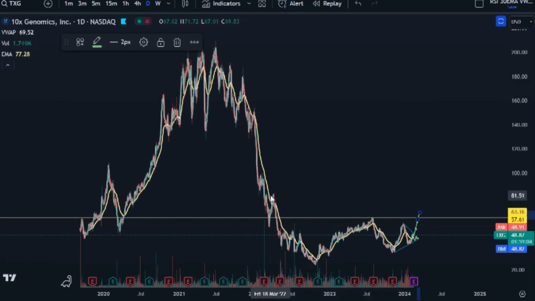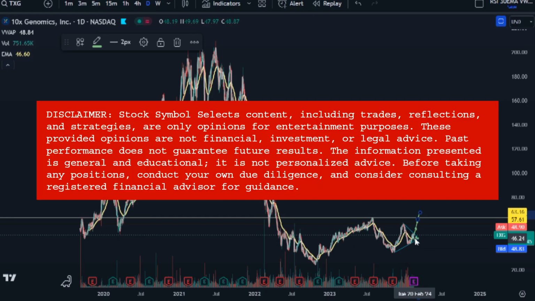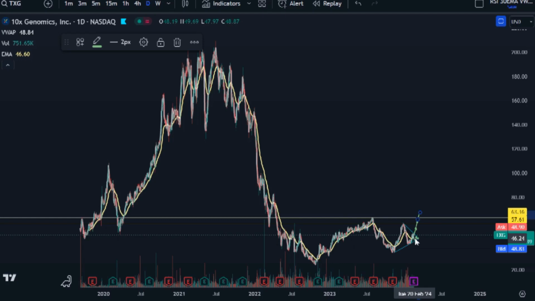As we zoom out, you'll see there's nothing really in its way until the low 80s. So I'm expecting good things from this particular stock. Of course, you should be doing your own due diligence and your own research before you make any decisions on pursuing any of these stocks. But this is what I'm looking at for TXG in the near term.